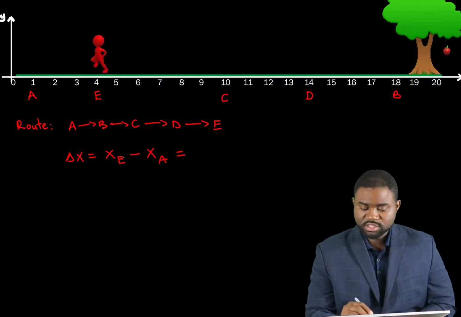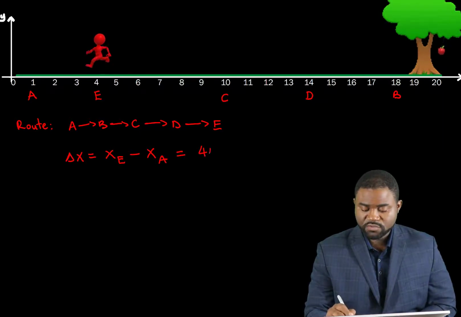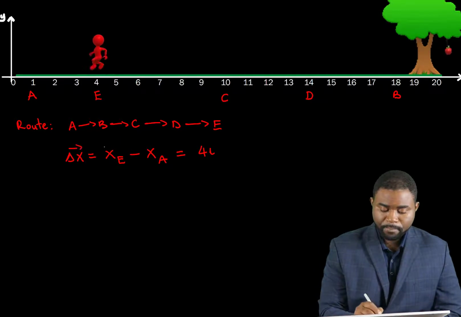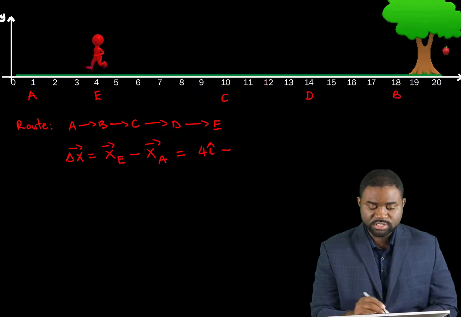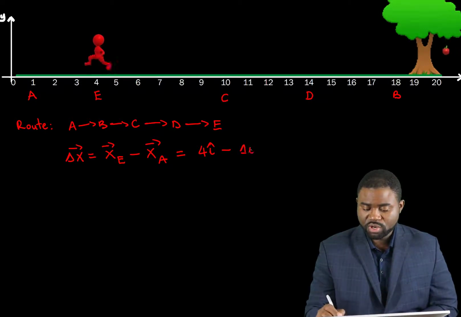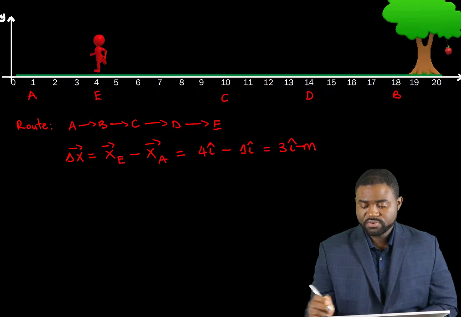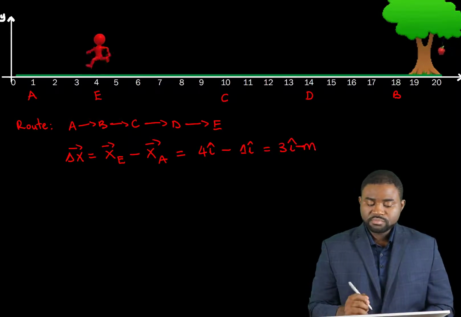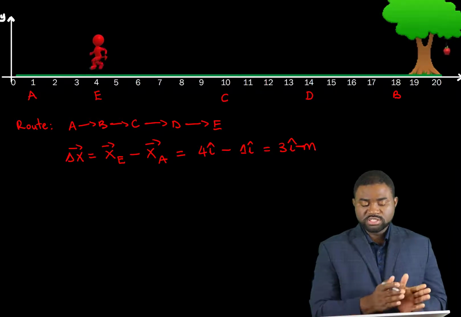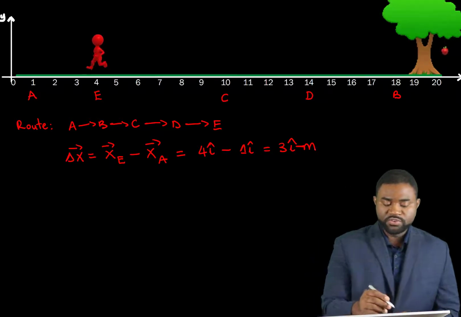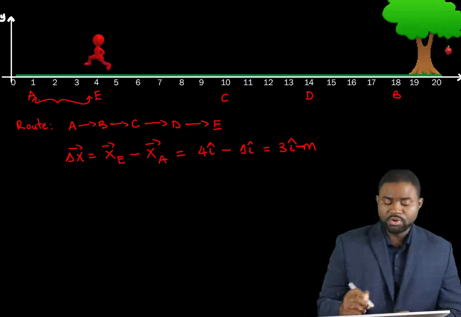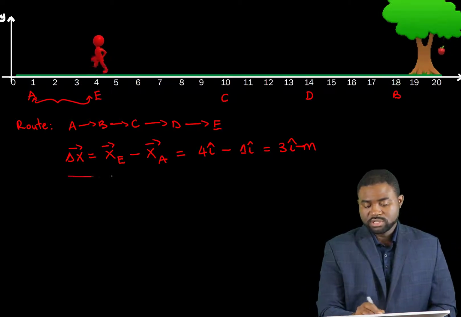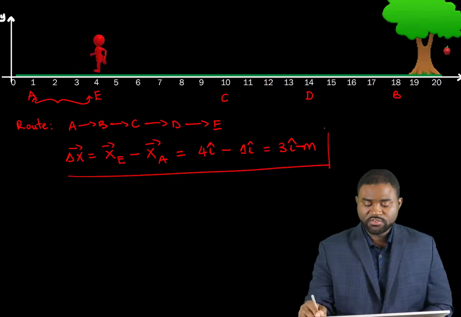In this case, his position at E is 4i, minus his position at A, which is 1i, so this gives us 3i meters. In other words, he is displaced 3 meters from the origin. This defines his displacement.